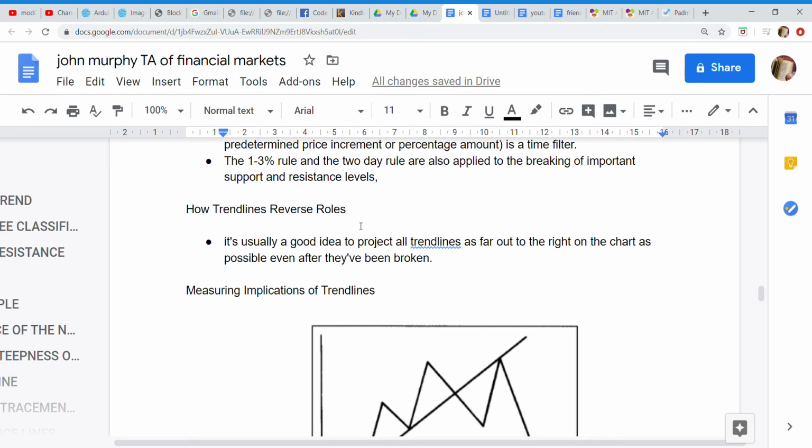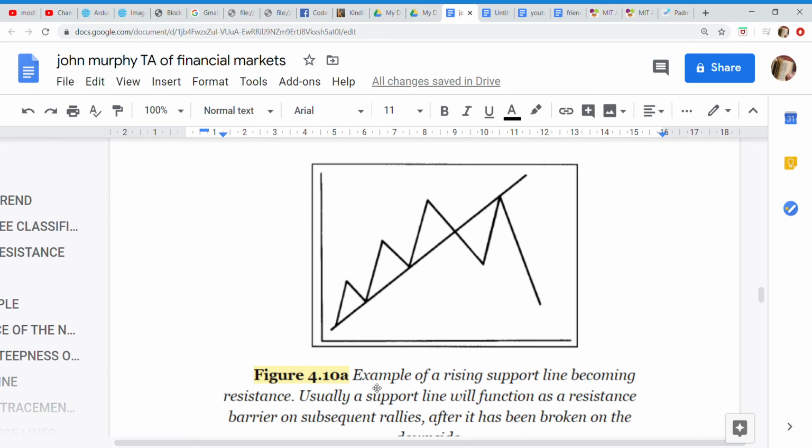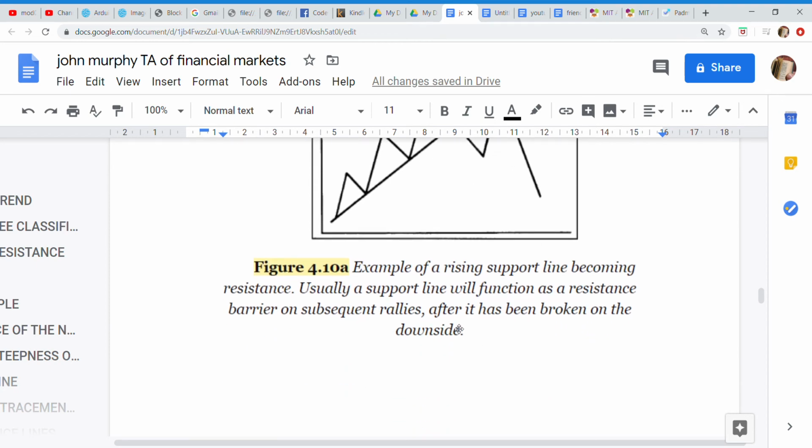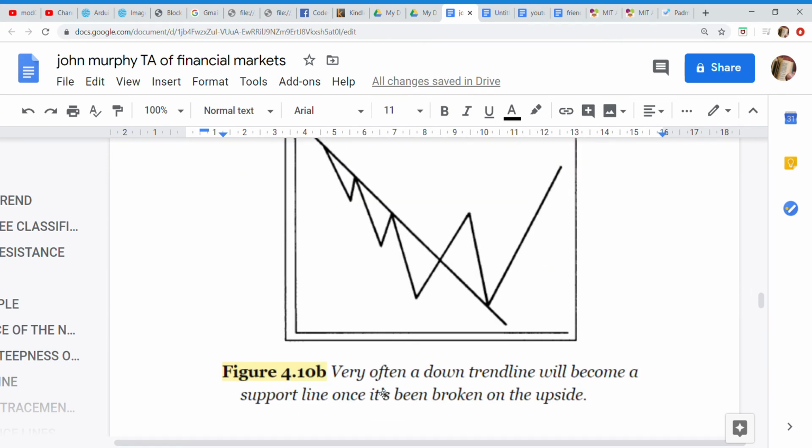How trend lines reverse roles. It is usually a good idea to project all trend lines as far out to the right on the chart as possible, even after they have been broken. Measuring implications of a trend line. So this is the example of a rising support line becoming a resistance. Usually a support line will function as a resistance barrier on subsequent rallies after it has been broken on the downside. So very often a downtrend line will become a support line once it has been broken on the upside.